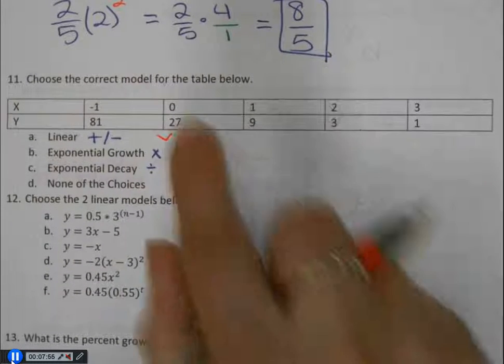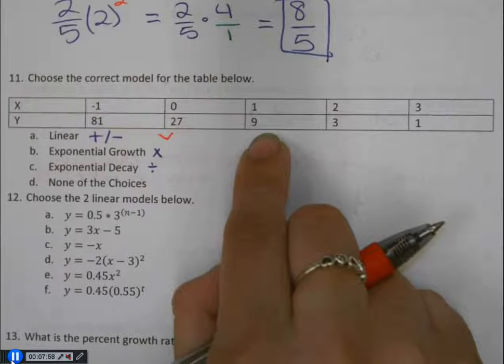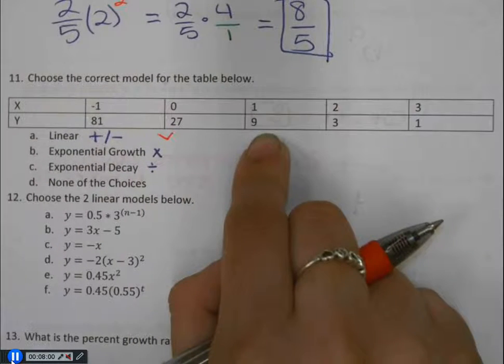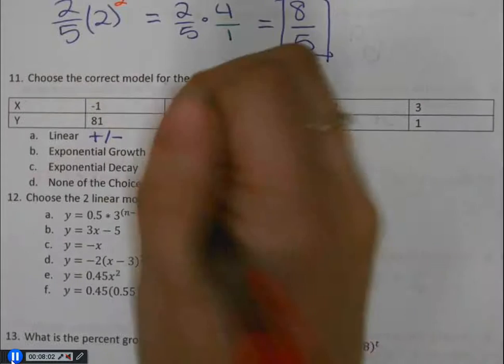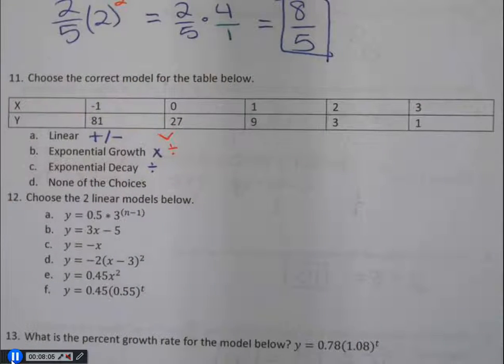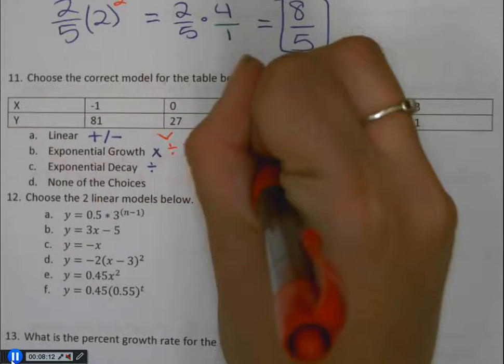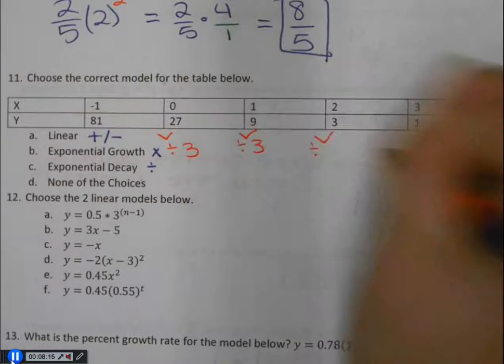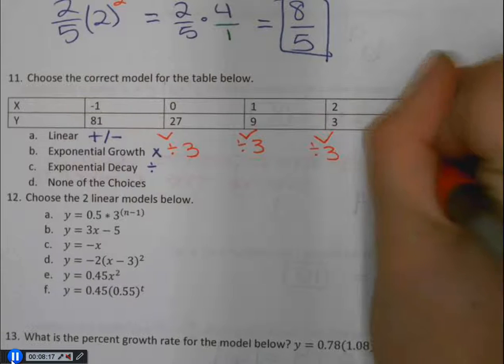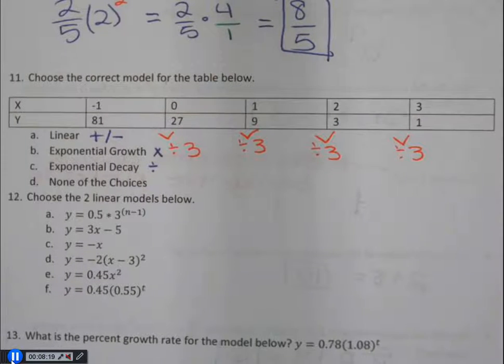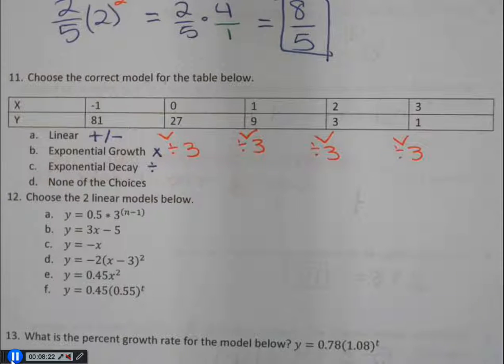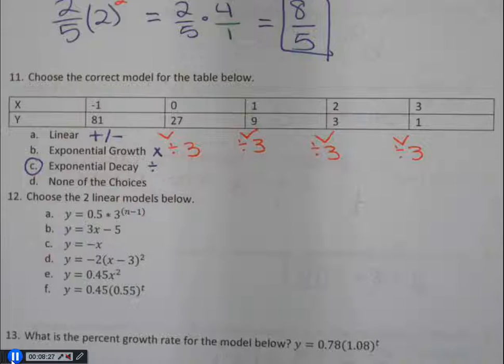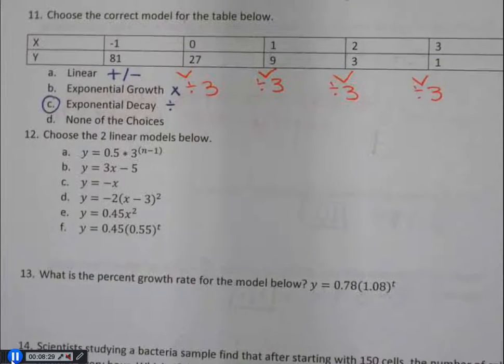Am I subtracting 54 from 27 to get 9? No. So is subtracting right? No. Okay, what am I dividing by then? 3. Do I divide by 3 to go from 27 to 9? And to go from 9 to 3? Okay. So this gives me which choice? Linear, exponential growth, exponential decay, or neither? Exponential decay, because I'm dividing. Okay.